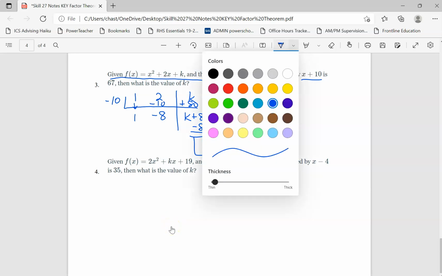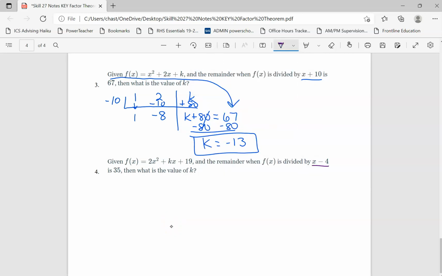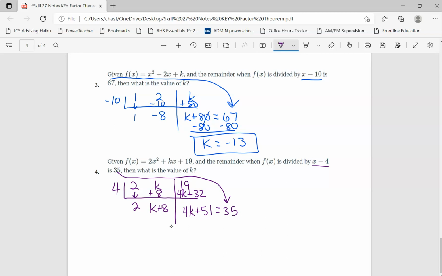All right, last one here. Let's try this one. So we're dividing by x minus 4, so we put 4 on the outside. Write your coefficients. All right, k plus 8 multiplied by 4 gives me 4k plus 32. So 4k plus 32 plus 19 is going to be 51. And we need that to equal 35. Okay? All right, so solving that out, we get 4k equals 35 minus 51, which is negative 16. So k is negative 4.